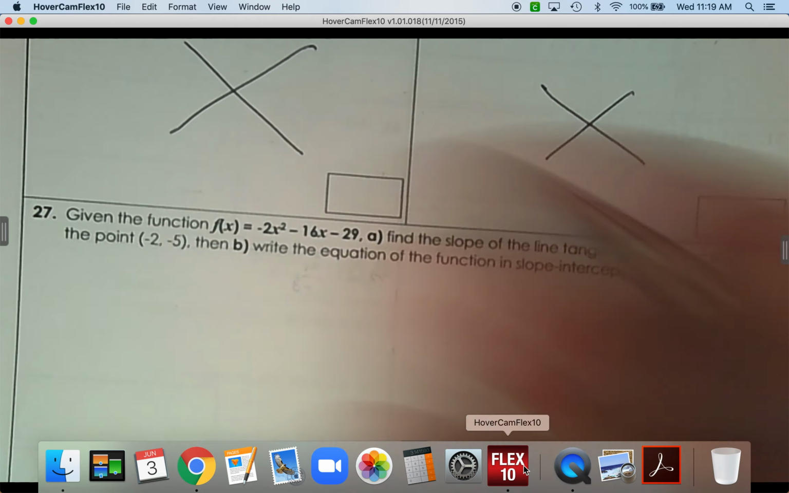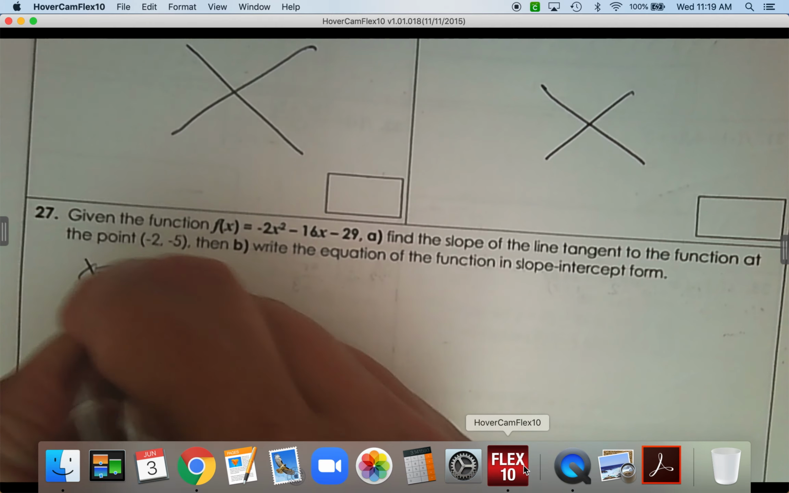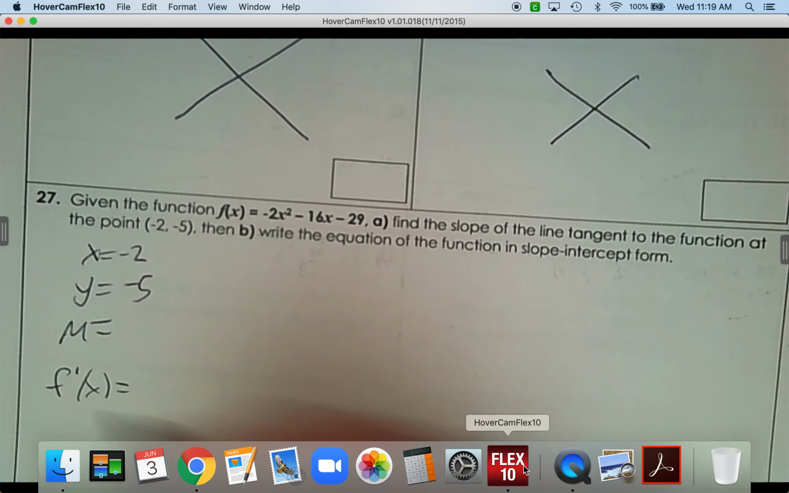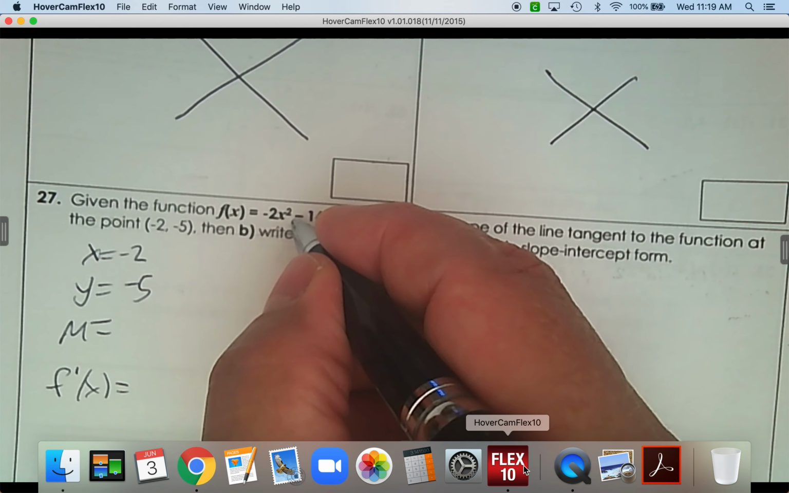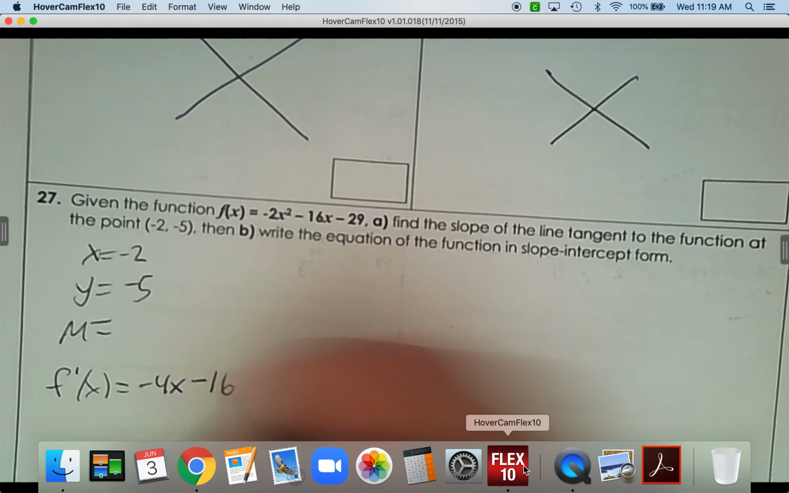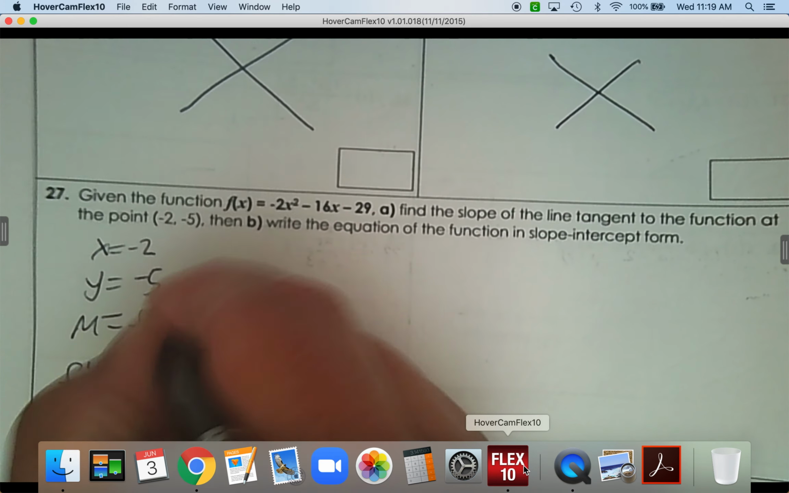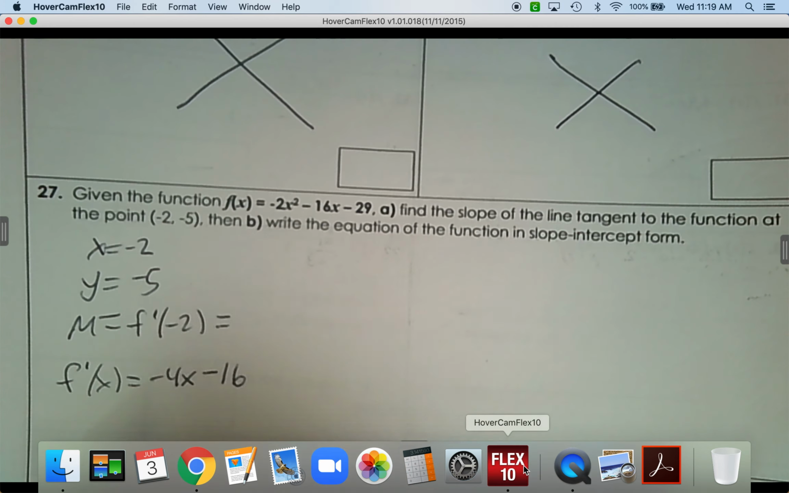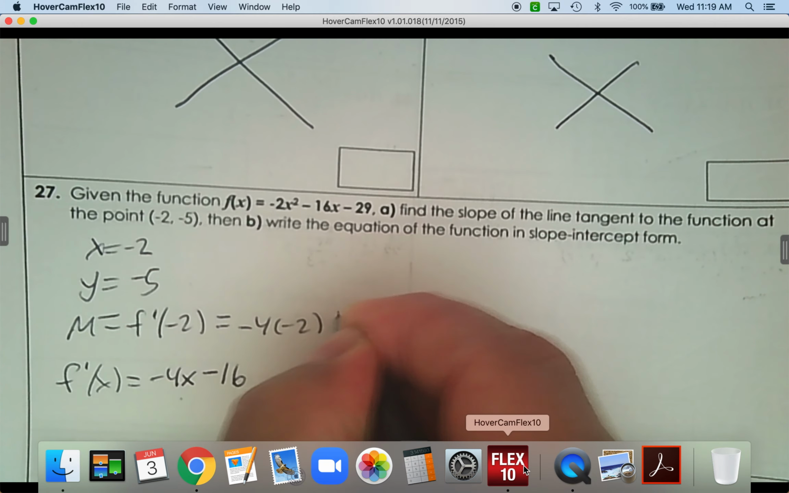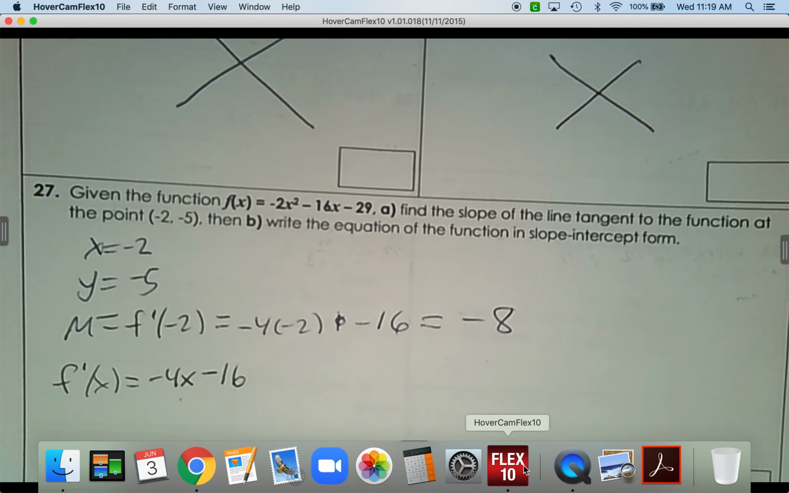So the derivative here. So first of all, x is negative 2. Y is negative 5. To find the slope, I need to do the derivative. So the derivative of that, I'm going to use shortcuts or rules. The power rule, 2 times negative 2 is negative 4x. And that's negative 16. And negative 29, that's 0. Then I'm going to take the derivative at negative 2, meaning I'm going to plug negative 2 into here. So negative 4 times negative 2, subtract 16. So 8 take away 16, that's negative 8.